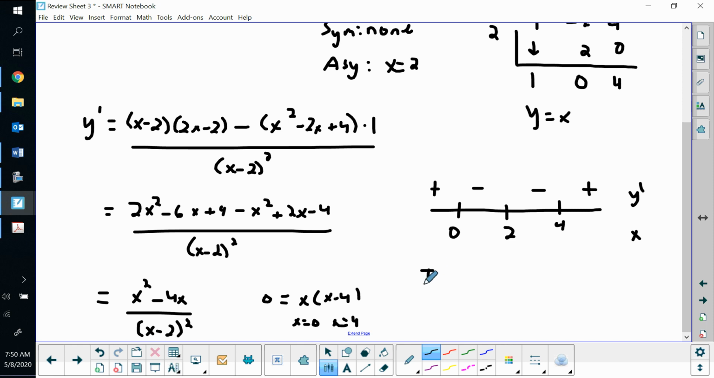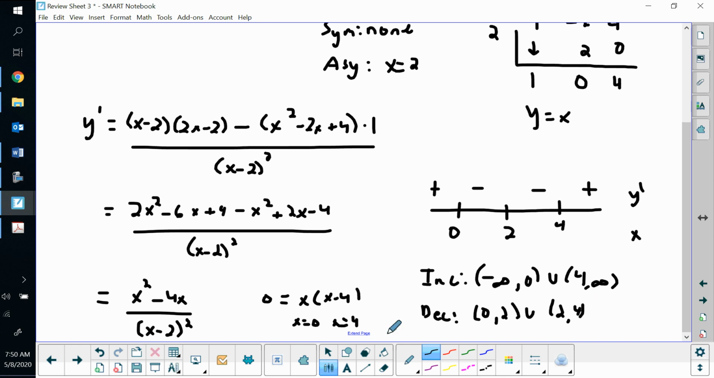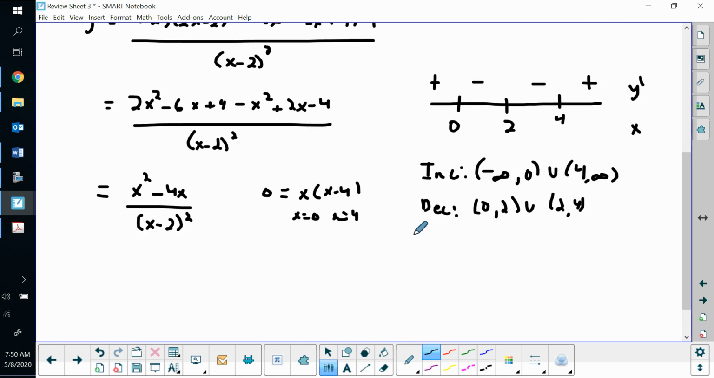So we are increasing from -infinity to 0, and again from 4 to infinity. We are decreasing from 0 to 2. We need to split this up, again from 2 to 4. Remember at 2 there's an asymptote, so even if it had switched signs, there wouldn't be any maxes or mins. We'll have a relative max at 0 and a relative min at 4.